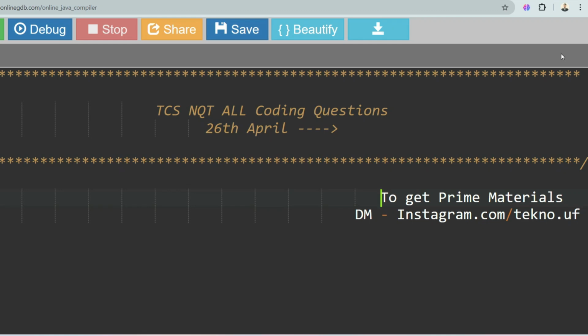Believe me, today's session will be very helpful to you because today I'll share all the coding questions which were asked in TCS NQT from 26th April up to now. As you all know, in TCS NQT, the coding questions are mainly asked from string, array, matrix, and hash maps. This year also they have asked from those topics. So without any further delay, let's start with the questions which were asked.